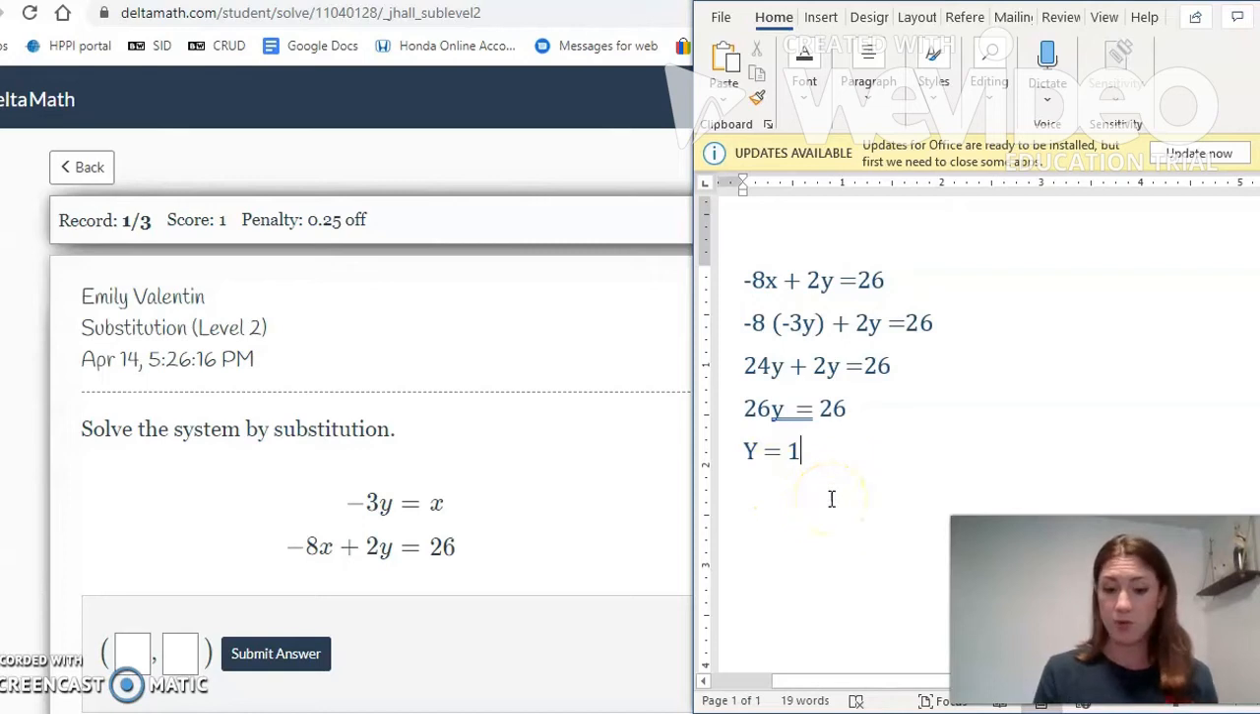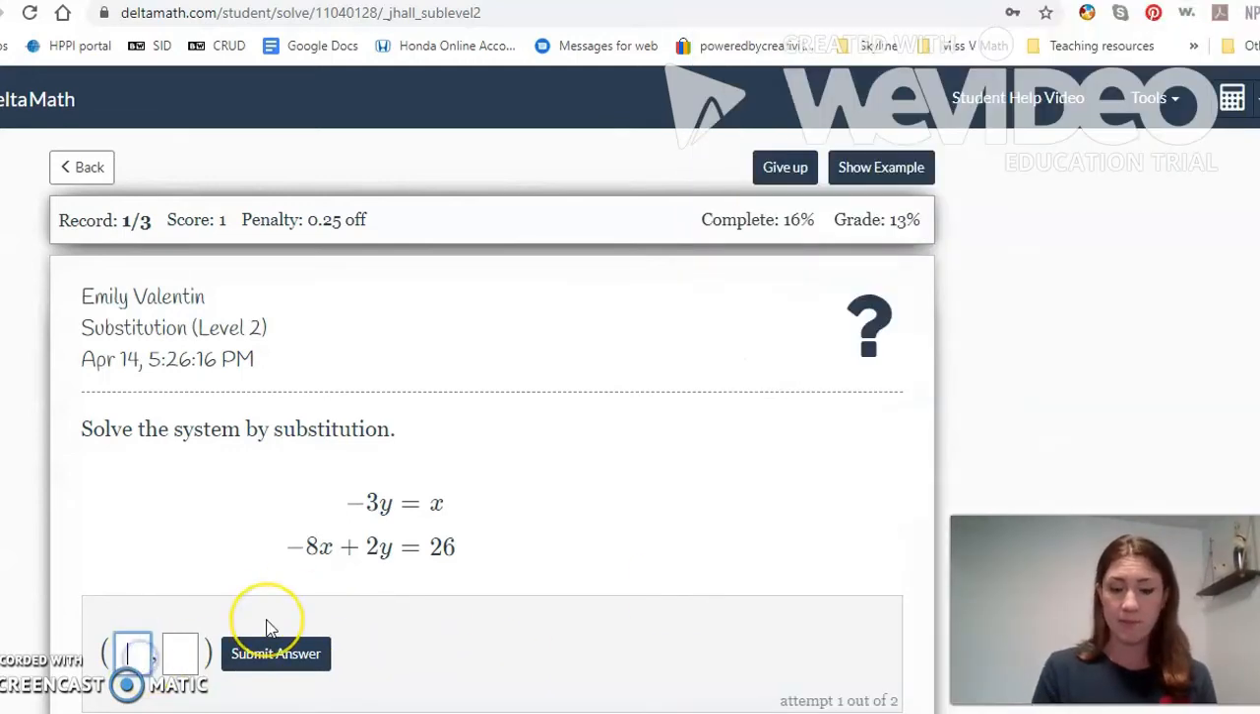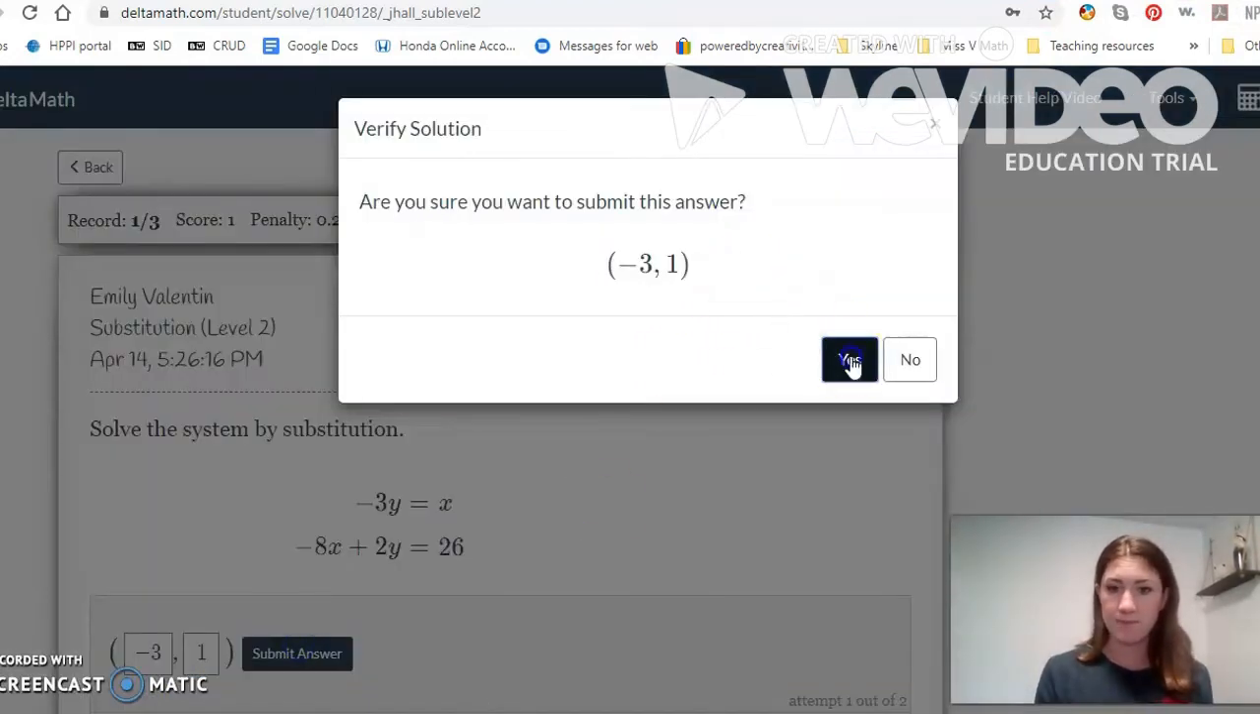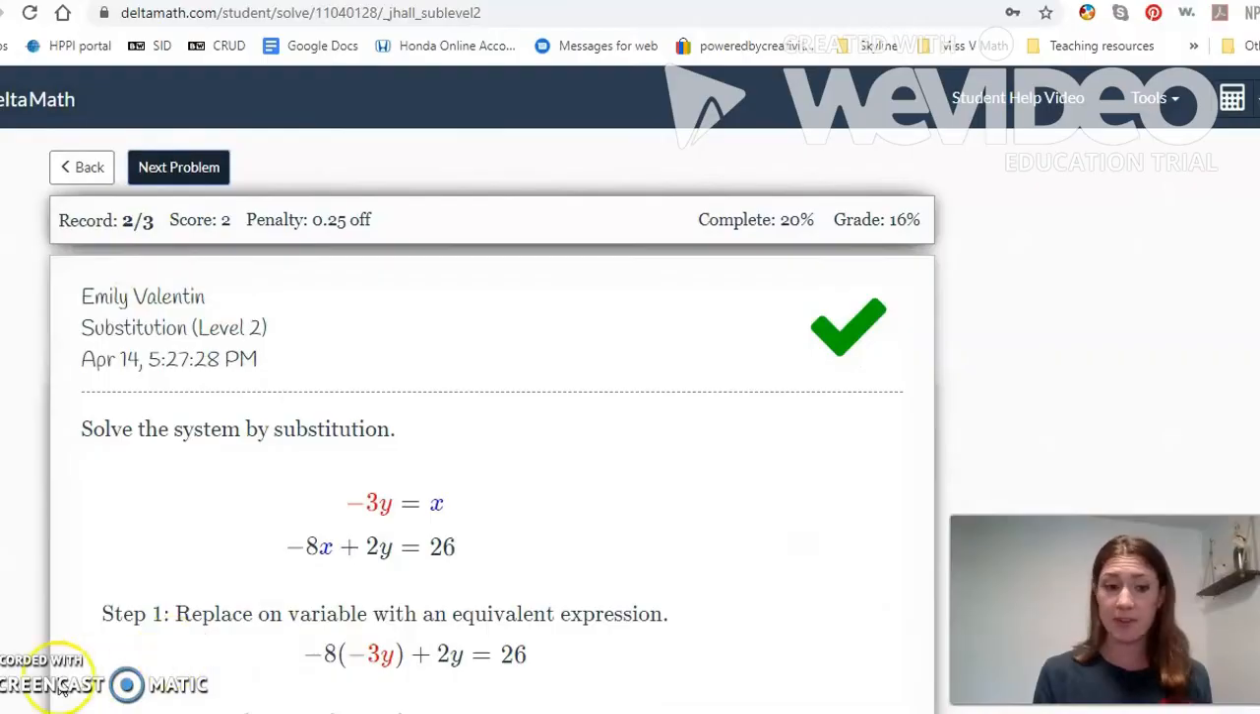Okay, perfect. We know y. Now we can go back in using that first equation, substitute the value of y. Negative 3 times 1 is x, which means x is negative 3. Okay, so make sure to put your answer in the correct order, because even though we solve for y first, x should always come first in the ordered pair. So I'm putting negative 3, 1. Let's make sure we did it right. Fabulous.